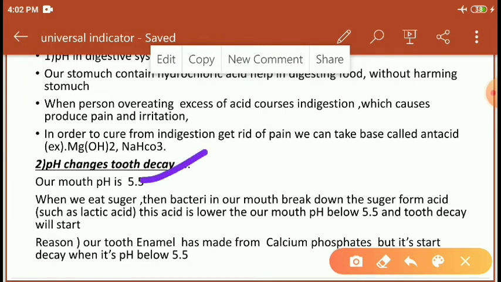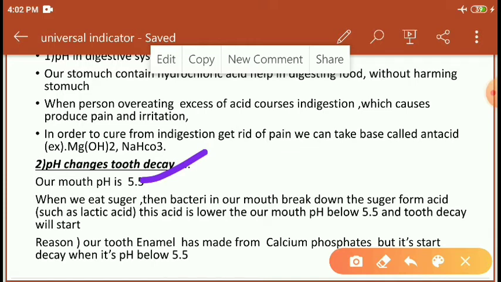Whenever we take some sugar and other particles, some bacteria are always present in our mouth. Then whenever we eat chocolate, toffee, and other sweet things, what happens, students? The bacteria increase with the help of the sweet. Bacteria start to grow in our mouth with the help of sweet.